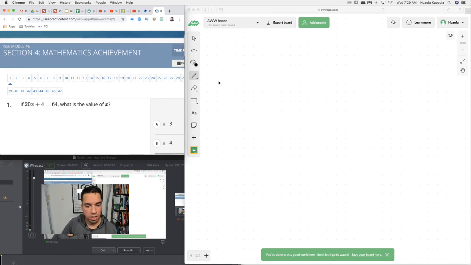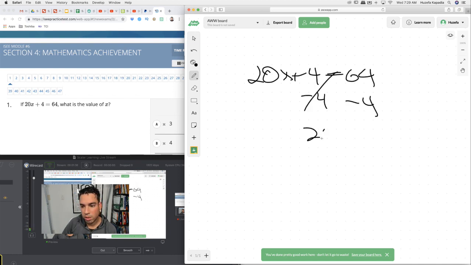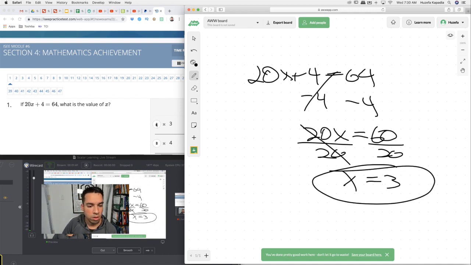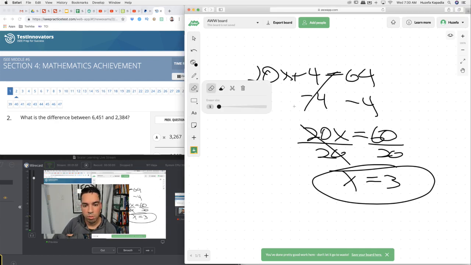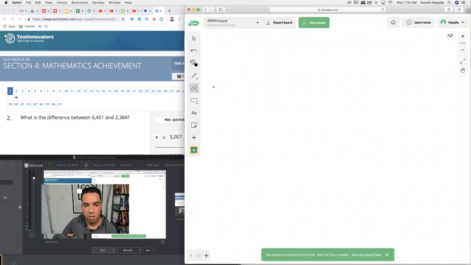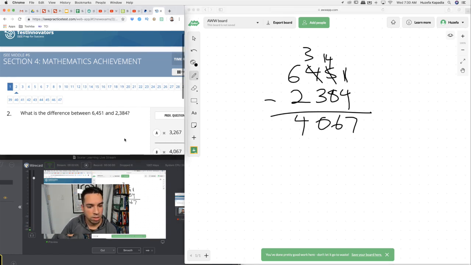Begin. All right. If 20x plus 4 equals 64, isolate, right? Subtract 4, boom, 20x equals 60. And then we divide both sides by 20, and we get x equals 3. Boom. Done. Next, what's the difference between these two? We just subtract them. Okay, so let's set it up. And we got 6, 4, 5, 1, 2, 3, 8, 4, 11, 7, 14 is 6, 0, and 4,067.